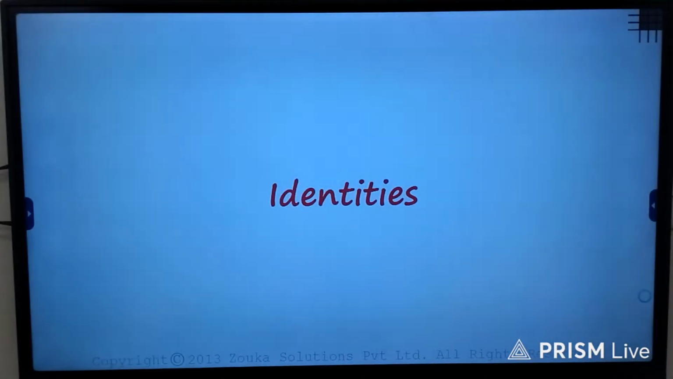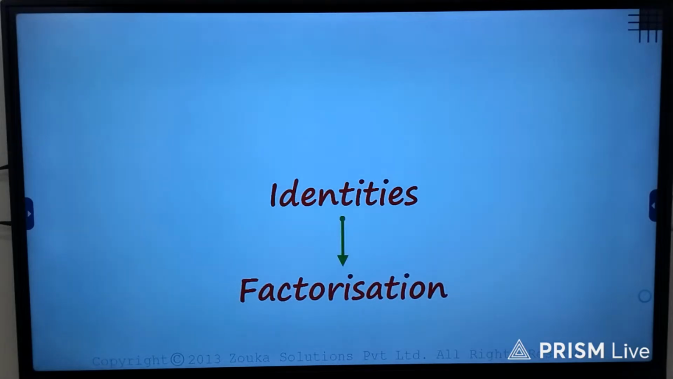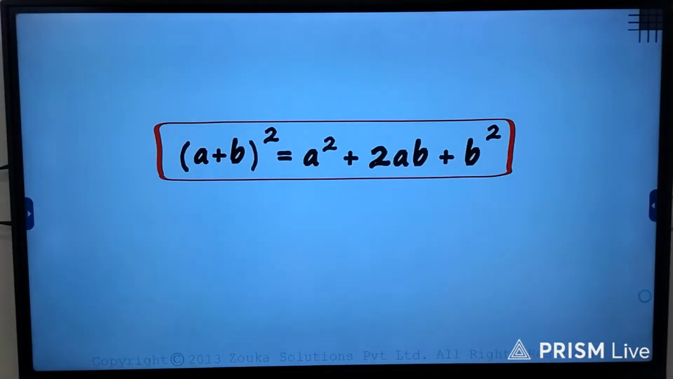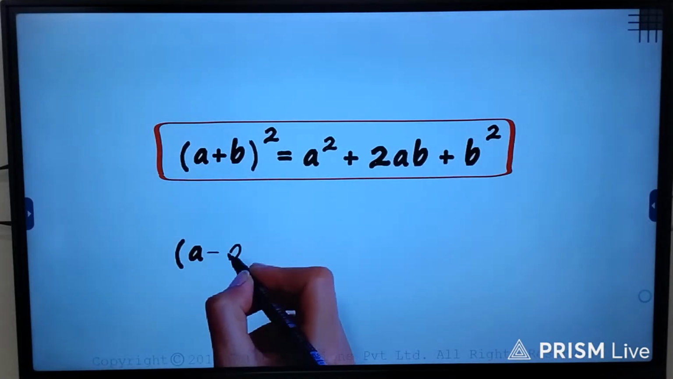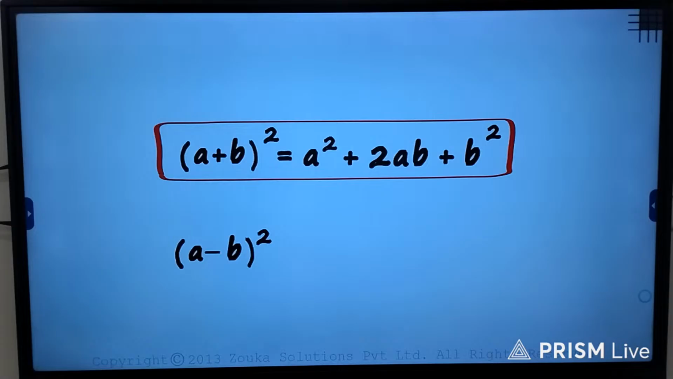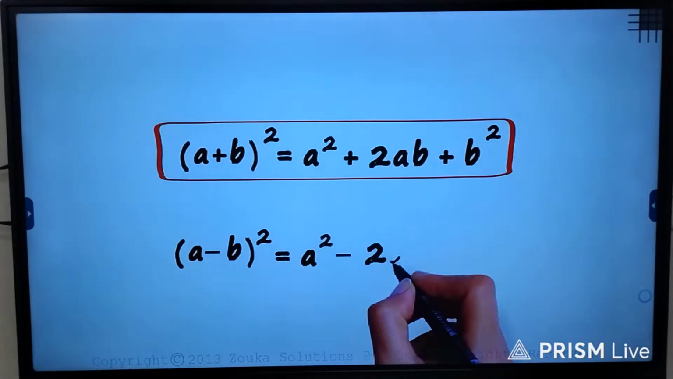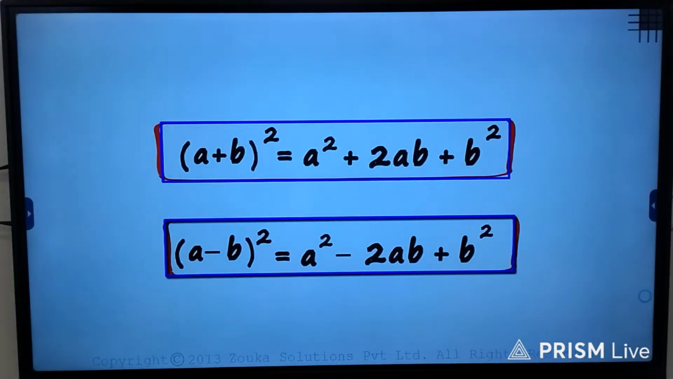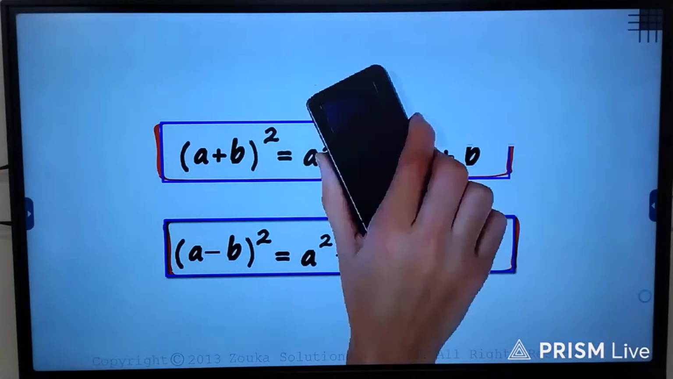Before we begin to understand how special identities can be used to factorize polynomials, let me write them down for you. The first one says a plus b the whole squared equals a squared plus 2ab plus b squared. The second one says a minus b the whole squared equals a squared minus 2ab plus b squared. How do we use these identities to factorize polynomials?